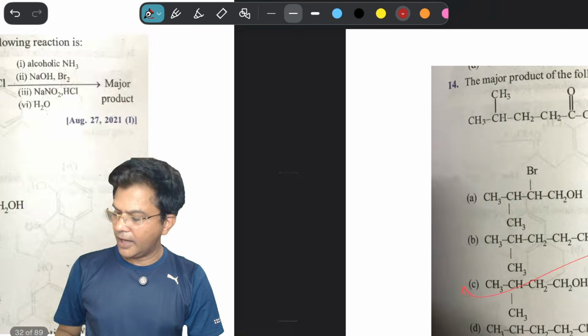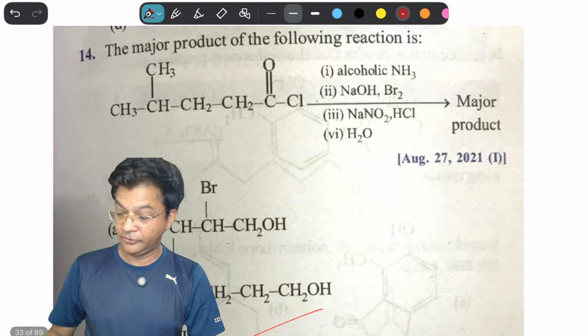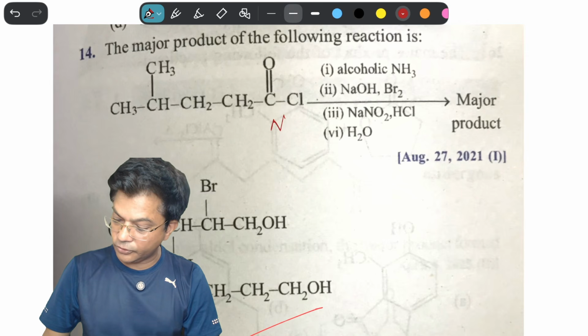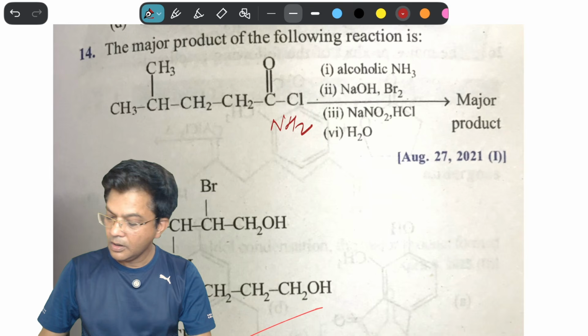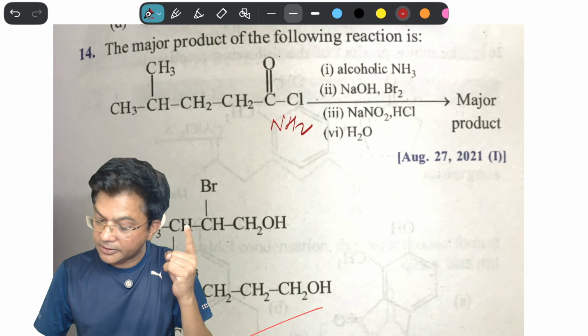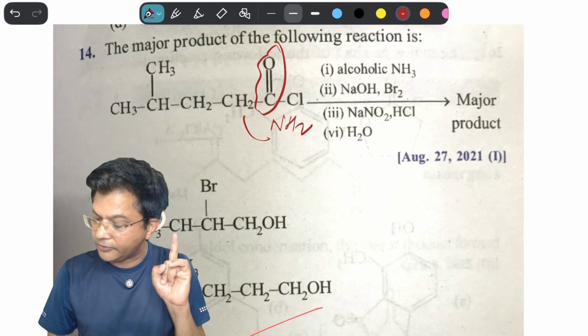Okay, so the answer is C. How will you get the answer? Let's see, kids. Alcoholic ammonia removes chlorine and puts NH2. Now it is a 1 degree amide, so do Hofmann bromamide degradation. The CO will be eliminated and the NH2 bond will get formed.